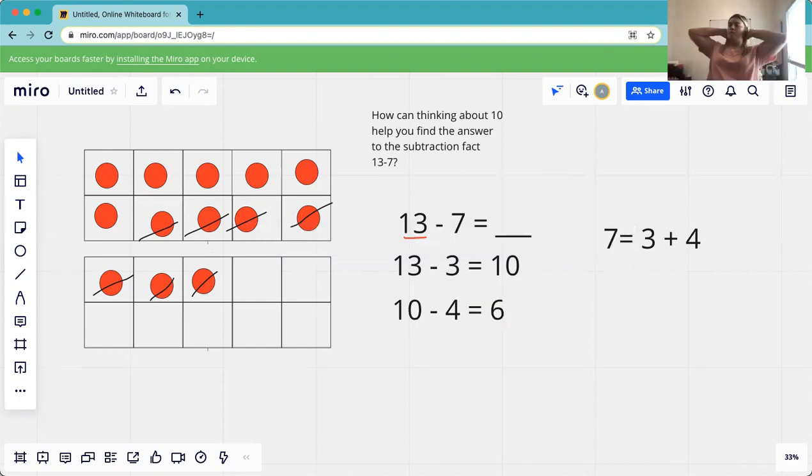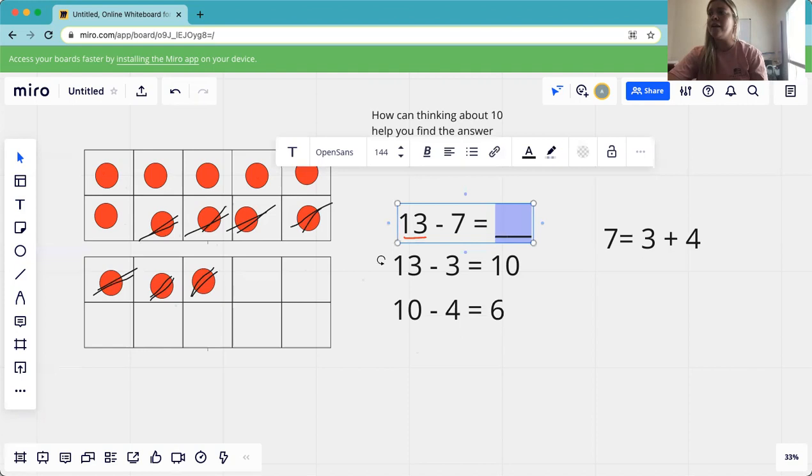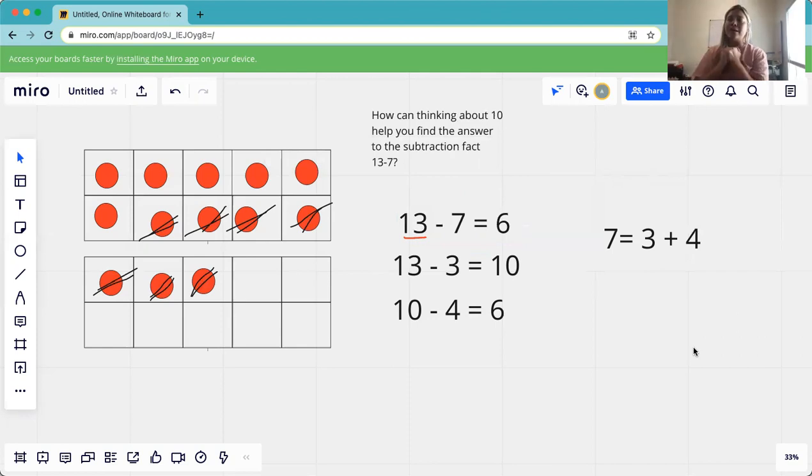Now, one big thing that I always say is to be a great mathematician, you need to make sure that you check your work. So I'm going to check it by crossing it off again, but without making a 10. I have my 13 here. So 10, 11, 12, 13. I'm going to cross out 7. 1, 2, 3, 4, 5, 6, 7. I crossed out my 7, and I have 5 on the top, 1 on the bottom. So 5, 6. So 13 minus 7 equals 6. This is how you use making a 10 to help us with subtraction.